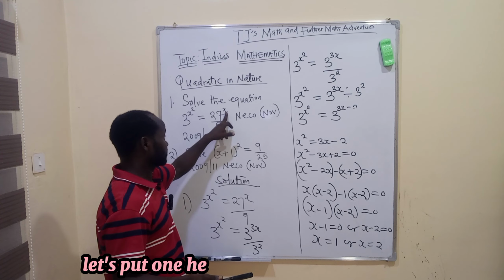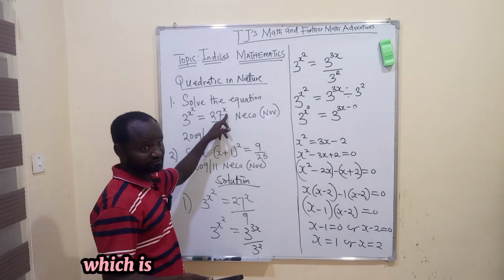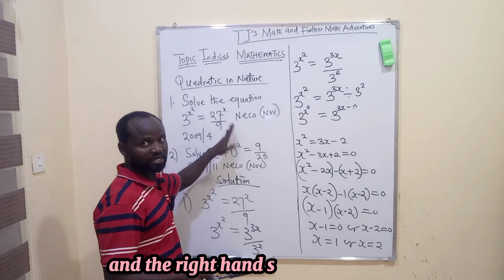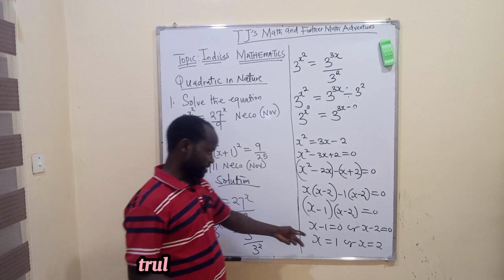Let's put 1 here. That will be 27 power 1, which is 27. 27 divided by 9, of course, is 3. So the left hand side and the right hand side are the same. So truly, x is 1.